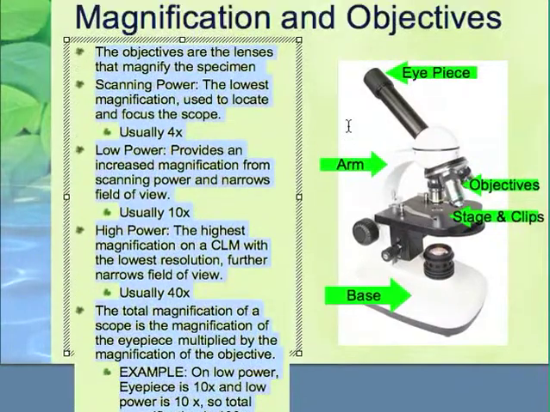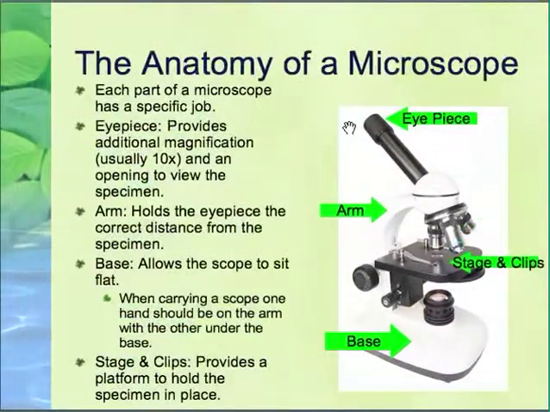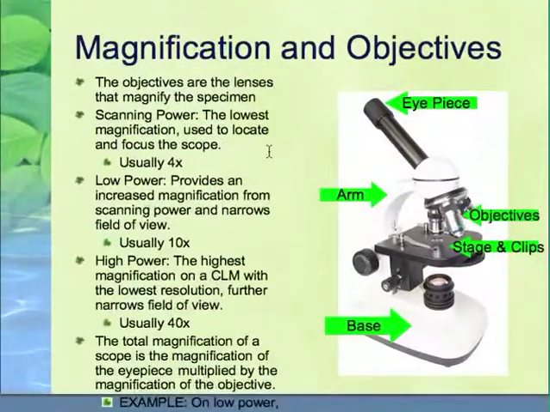So, in this picture here, we have the objectives. The scanning power is 4x. Now, here's something that we need to look at. If this eyepiece is multiplying by 10, and the scanning power objective is multiplying by 4, that's not 14, that's 40. 10 times 4 is 40. So if we look at something through the eyepiece and through the scanning power objective, which is always the shortest, then it's going to be 40 times its normal size.